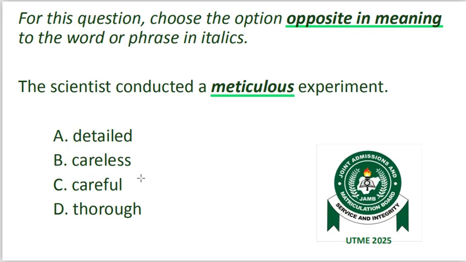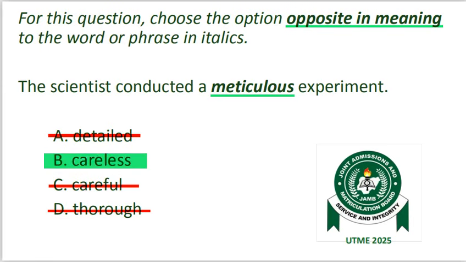The word meticulous means paying careful attention to details. Let's see the options that we have. Option A, detailed. That's not the opposite to meticulous. Careless. Well, let's put that aside. C says careful. D says thorough. If you look at all these options very well, detailed, careful, and thorough, they are related in meaning. Careless is the only odd one. Careless is the only black sheep in this option. It is totally different from the rest, and that is our correct option. The opposite of meticulous is careless.